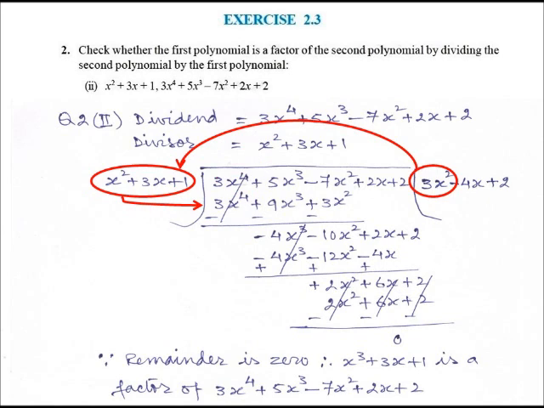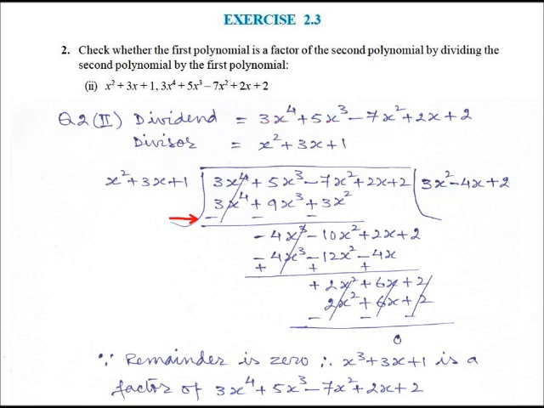Now we will multiply the divisor x square plus 3x plus 1 by 3x square. So when we multiply x square by 3x square, we get 3x to the power 4 that will be written under 3x to the power 4. And when we multiply 3x by 3x square, we get 9x cube which will be written under 5x cube. And when we multiply 1 by 3x square, we will get plus 3x square, which will be kept under minus 7x square. Now you will change the signs of the lower line.